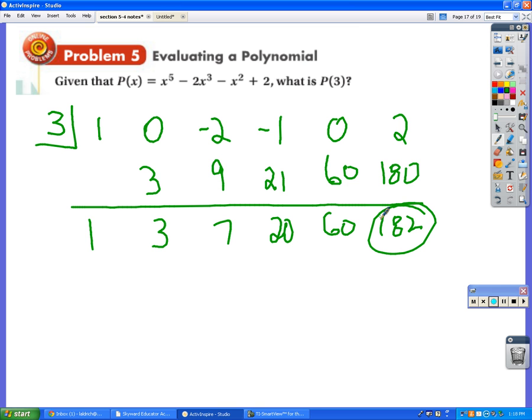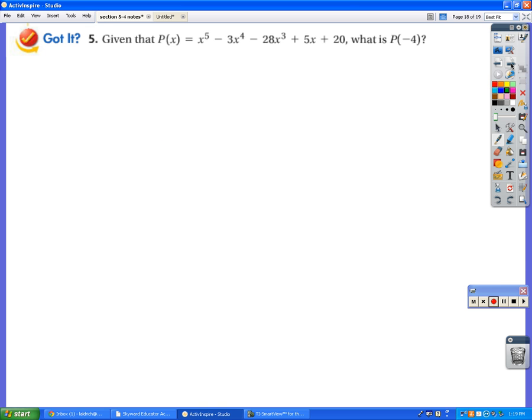So it turns out that if you go 3 to the 5th minus 2 times 3 to the 3rd minus 3 squared plus 2, you will get 182 as your answer. Okay? And we did that using very simple math. We never had to do 3 times 3 is 9, times 3 is 27, times 3 is 81, we don't have to do all that stuff. So it's way faster. Yes? Right. If it says what is, yeah, you just give the thing there.